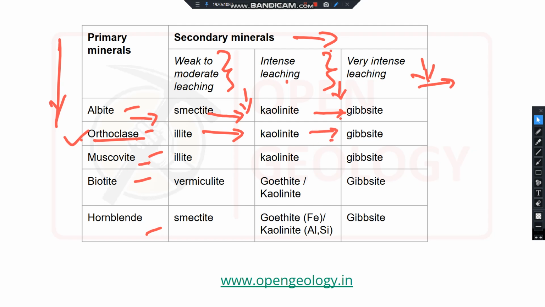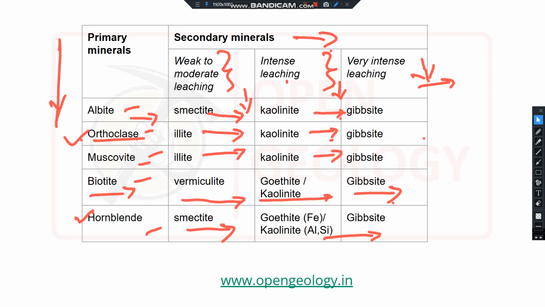For muscovite, the same sequence: illite, kaolinite, gibbsite. But if we have biotite, then the sequence would be vermiculite, goethite, kaolinite, or gibbsite. In case of hornblende, the sequence will be smectite, goethite, kaolinite, and the final is gibbsite. So you can see gibbsite is in all of them. That means wherever very intense leaching is there, gibbsite will definitely form.